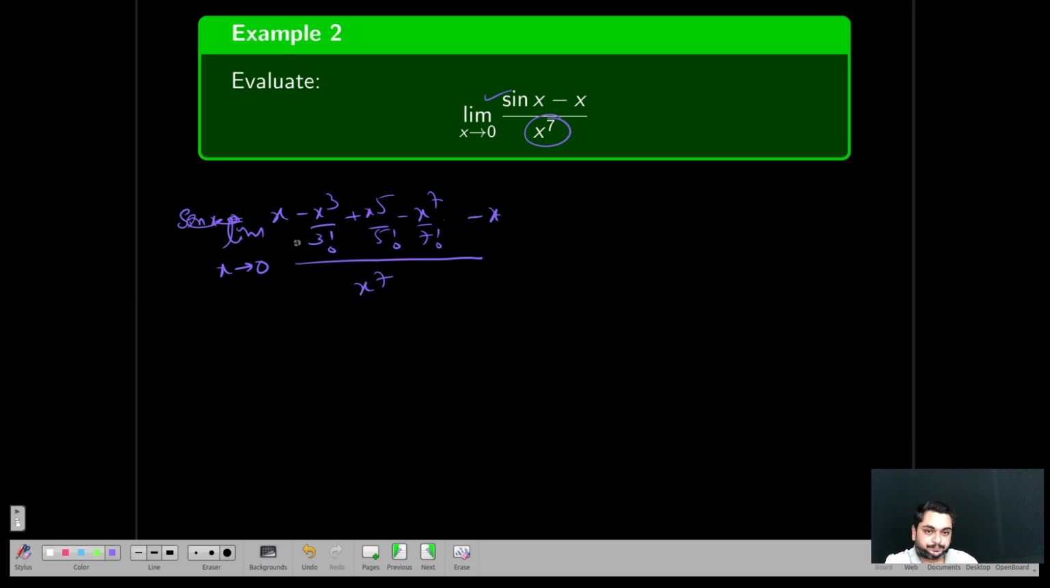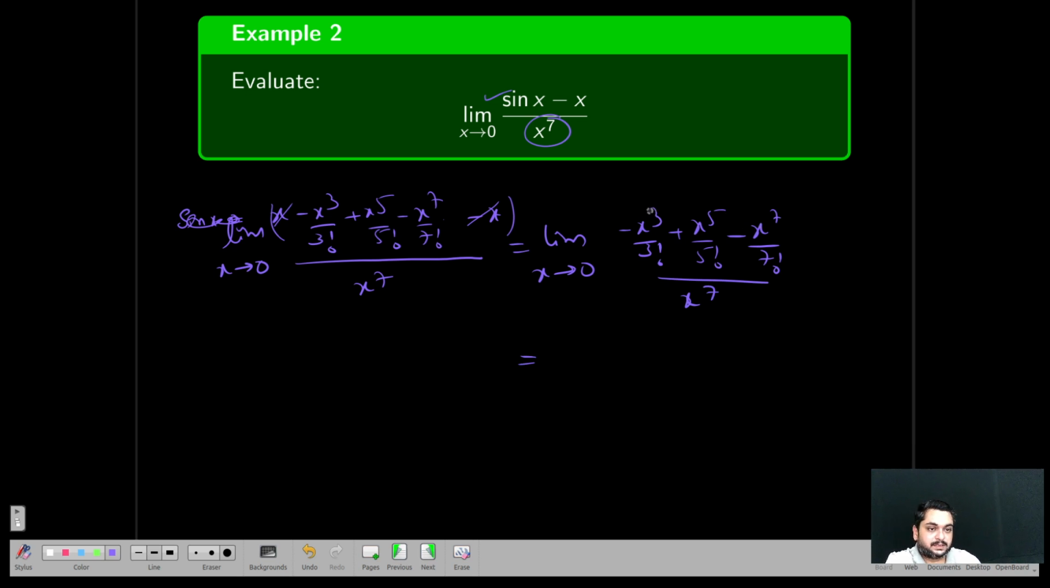Now, if you observe here, this x gets cancelled. So this will be limit x approaches 0 of minus x cube by 3 factorial plus x to the power 5 by 5 factorial minus x power 7 by 7 factorial, all over x power 7. These signs are very important. Now, you can approximate this.